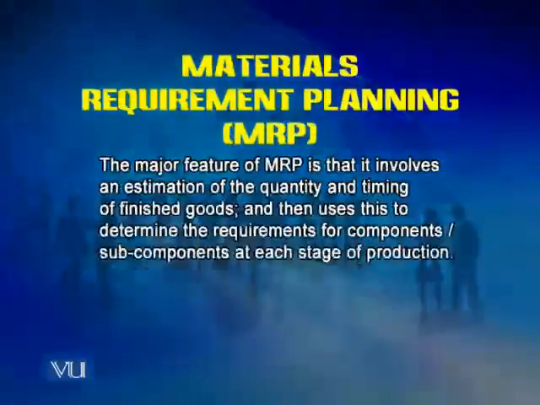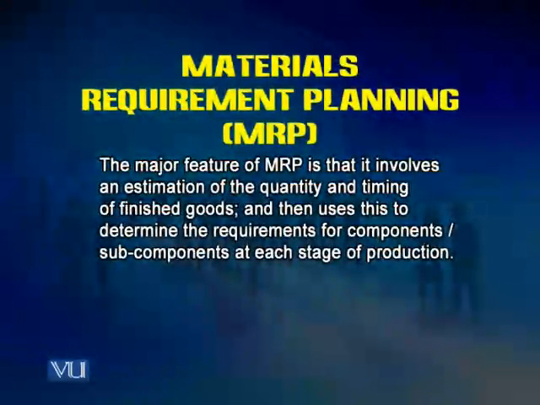And this is the entire MRP system. These days, this is computerized, and it gives an optimal computerized plan. The major feature of MRP is that it involves an estimation of the quantity and timing of finished goods, and then uses this to determine the requirements for components, subcomponents at each stage of production.